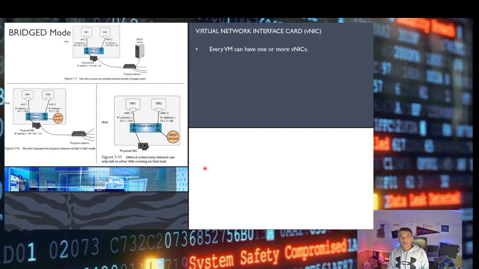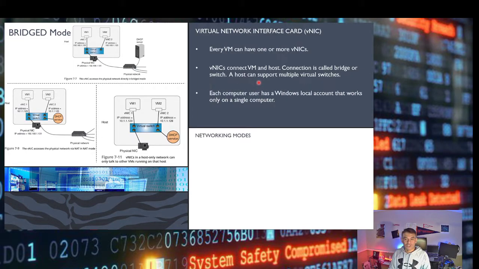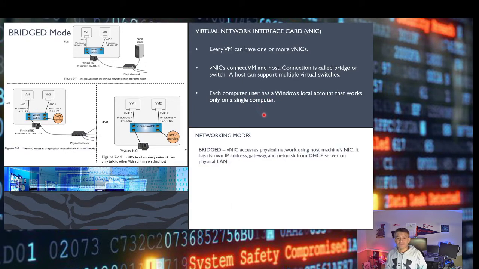Now we are going to talk a little bit about the Virtual Network Interface Card, or VNIC. Every VM that you install can have one or more VNICs. VNICs connect VM and host. Connection is called bridge or switch, and a host can support multiple virtual switches. Each computer user has a Windows local account that works only on a single computer.